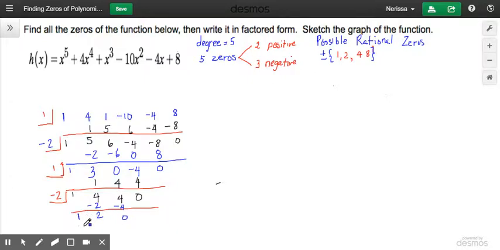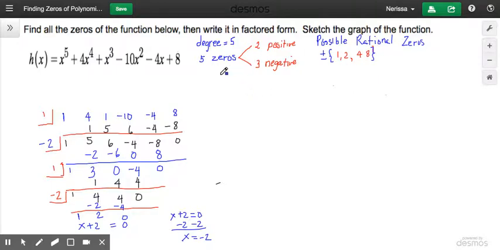This is x plus 2. We can rewrite this, these are the coefficients of a linear factor. So x plus 2 equals 0. And so therefore, if x plus 2 equals 0, we subtract 2 from both sides, and we're going to get x equals -2. So now we found all the zeros of h of x.